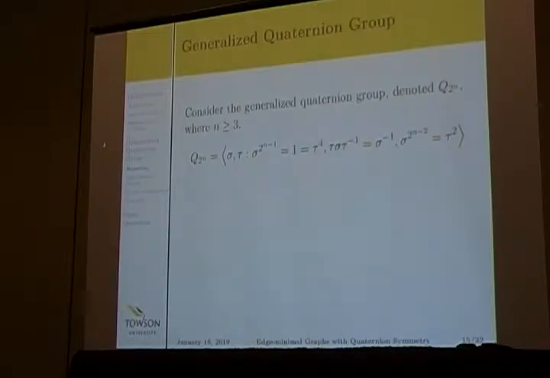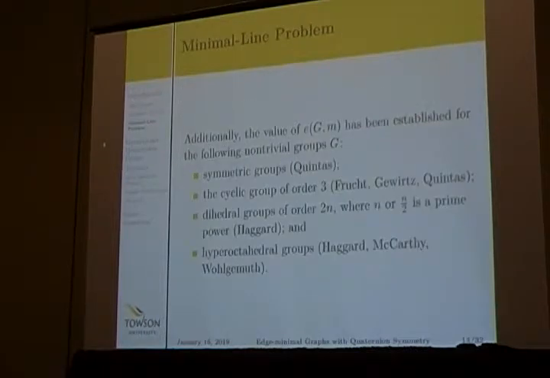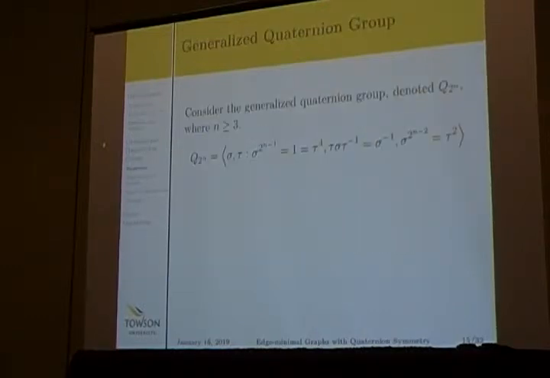So we were interested in solving this minimal edge problem for the Quaternion group and the generalized Quaternion group. And the way I've presented it so far, it's certainly not natural to consider the Quaternion group next, but this problem came up as part of another problem where it was natural to consider the Quaternion group. So this is the presentation I'll be using.